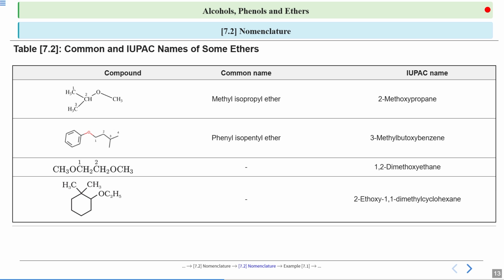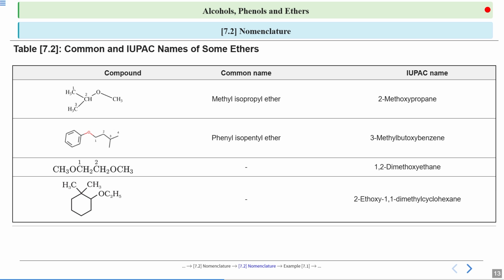Next compound is the compound in which 2 oxygens are present, so 2 ether groups are present. It doesn't have a common name, but the IUPAC name of it is 1,2-dimethoxyethane, because the parent chain will be a 2-carbon chain, and at both carbons we have one OCH3. So 1,2-dimethoxyethane.